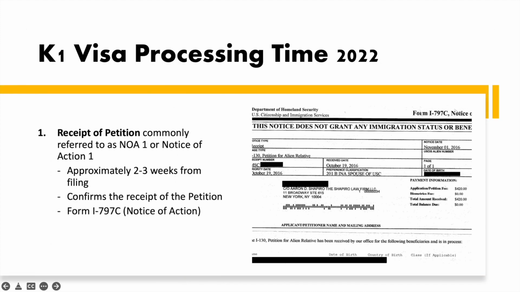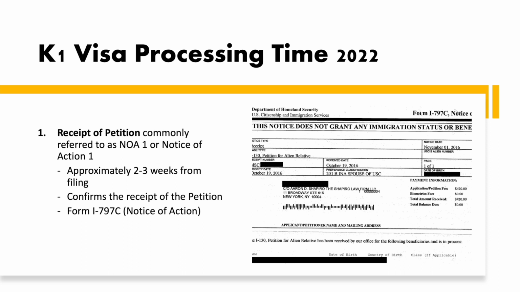All right, so let's start with the receipt of the petition. If you properly file Form I-129F, or the petition for alien fiancé, USCIS will initially respond by mailing you a receipt notice that confirms receipt of your petition. This is formally known as Form I-797C, or Notice of Action. This is the example that we have on the screen. The receipt notice typically arrives 2 to 3 weeks after filing.